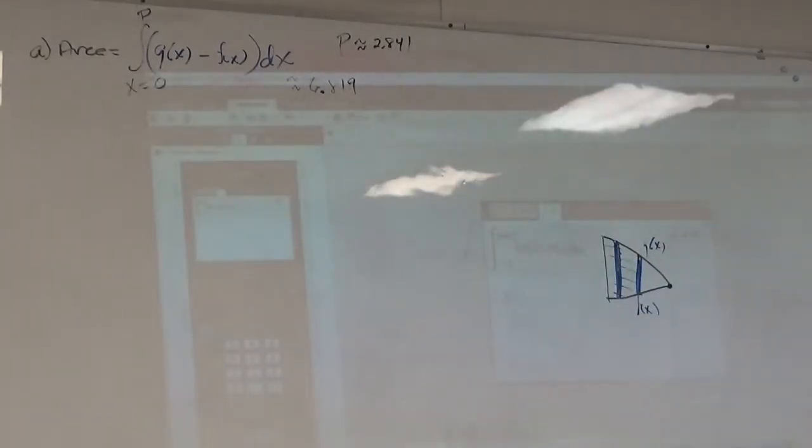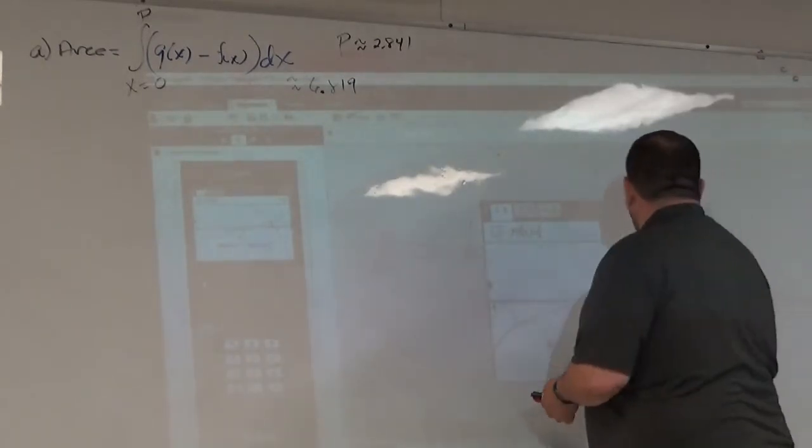Determine the total area bounded between the curves f of x equals tangent x over 4, g of x equals 5 minus e to the x over 2 on the interval 1 to 4.